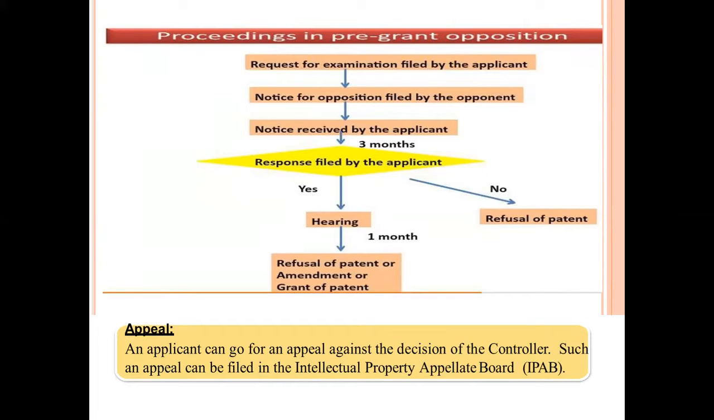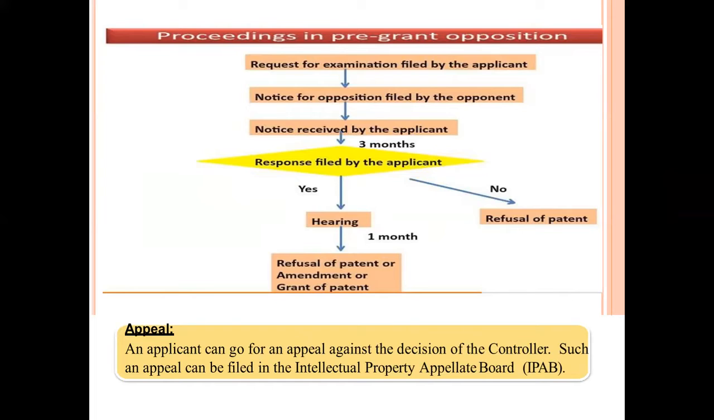If the applicant is not giving a response within 3 months, then naturally, without any proceedings, this application will be refused. If at all he is replying back in 3 months, then the controller will read through the reply also. Now you have filed opposition. It was sent to the applicant. Applicant has given a reply. Now the controller will read through the reply as well as the opposition. And if he feels everything is okay, he will give a decision.